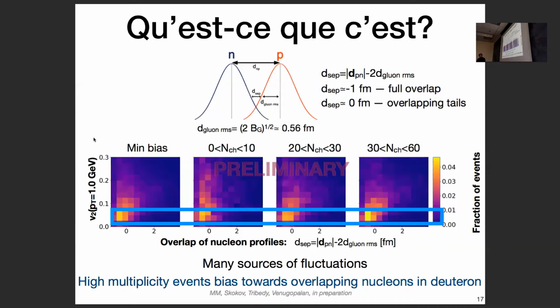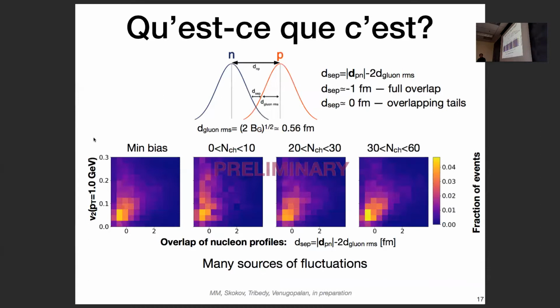Also, for low multiplicity events, you still have the maximum at negative d-sep. Why is the maximum still for negative d-sep? So this is the maximum, where you have the most events. Of course, this includes all of this data. Is the 1 Fermi separation?